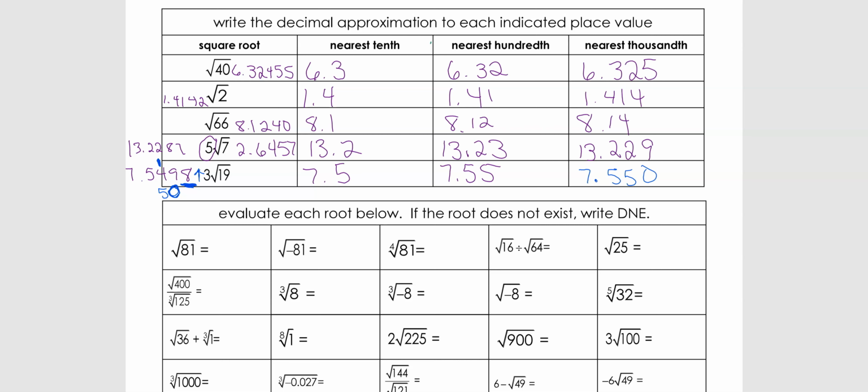7.550. And it is really important that you include that 0, because otherwise you've just attempted to round to the nearest hundredth. So notice how technically there isn't a difference in the value between nearest hundredth and nearest thousandth. Nearest thousandth is still more precise because it includes that 0. So make sure you are actually doing that. Do not forget.